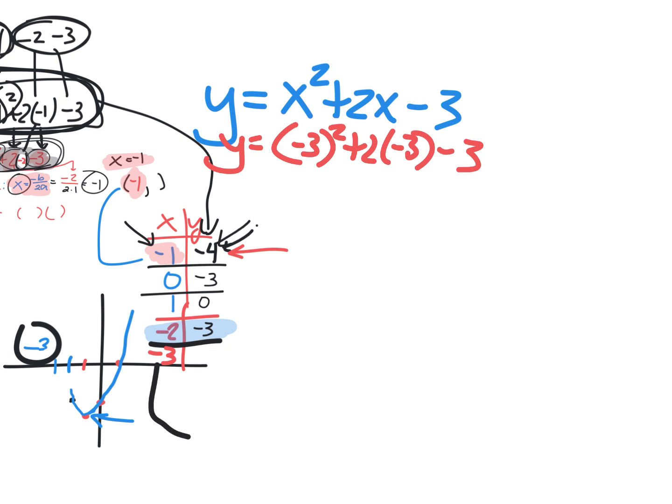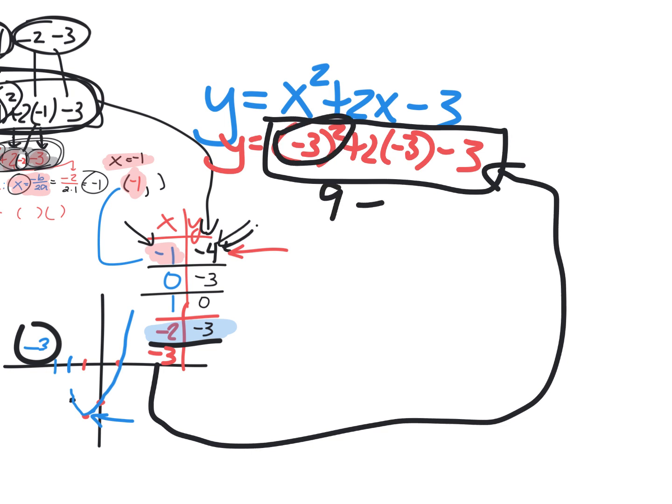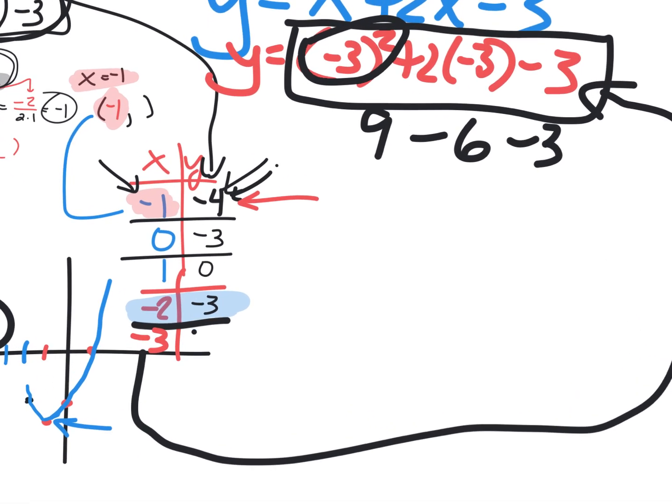Putting in negative 3. Here it is. You just got to work this out. Carl, what did you get? 0. And I'm double checking you. This is 9 minus 6 minus 3. 0 is correct. Nice job.